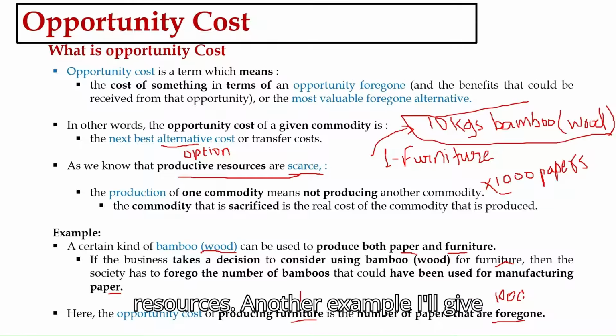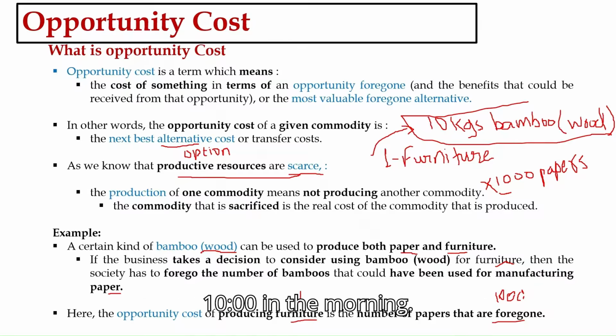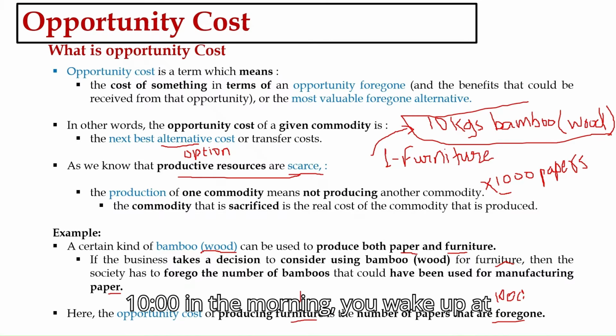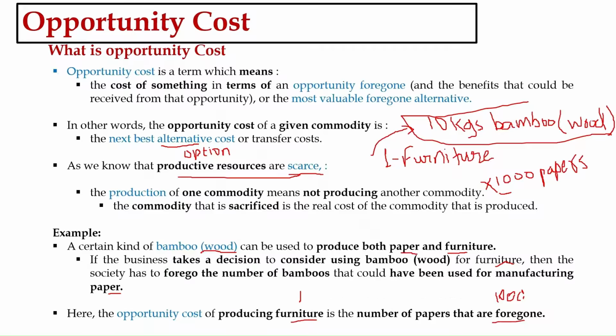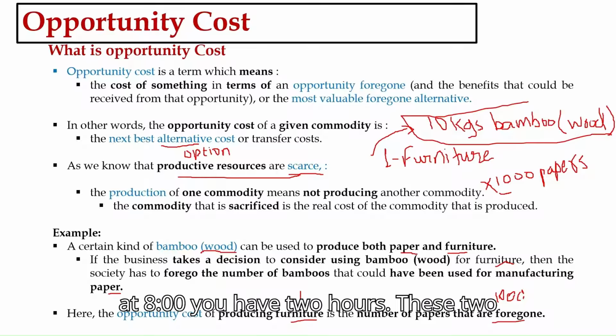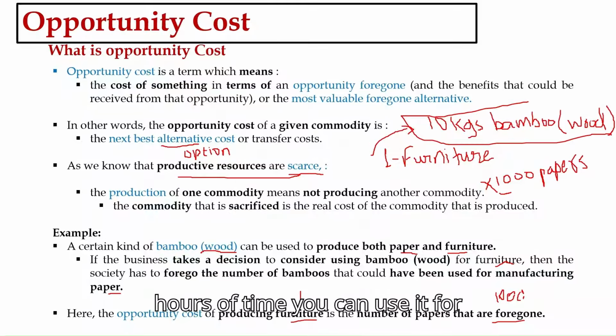Another example I'll give. If students are preparing, they have an examination at 10 o'clock in the morning. So there are two options. If you have exams at 10 o'clock in the morning, you wake up at 8 o'clock. You have 2 hours. These 2 hours of time you can use for studying.